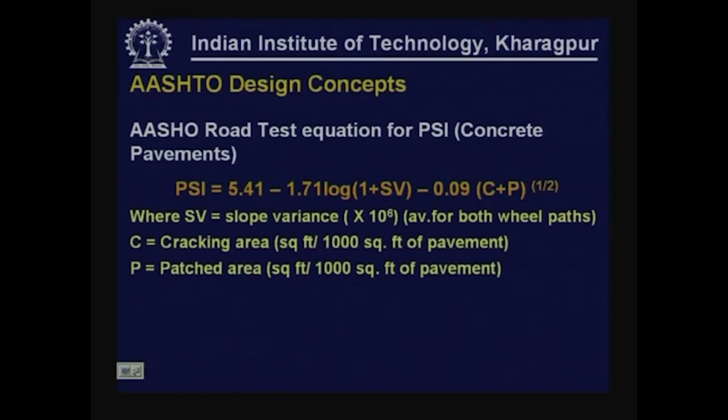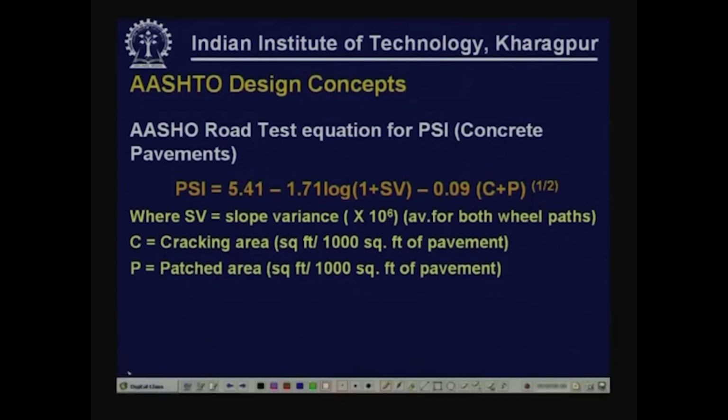So, the AASHTO road test equation for present serviceability index for concrete pavements is given as: present serviceability index is equal to 5.41 minus 1.71 log (1 plus SV) minus 0.09 multiplied by the square root of (C plus P). We discussed slope variance in the lesson on design of flexible pavements as per AASHTO procedure. Slope variance gives us an indication of how the longitudinal slope varies when it is measured over a small base length of 9 inches.